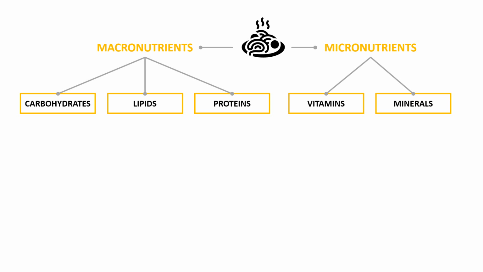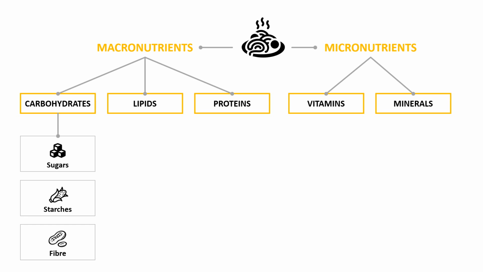So what do we mean when we say carbohydrates? What's included under that heading? Well, I'm going to divide them into 3 headings, 3 types or 3 classifications of carbohydrates, and they will be sugars, starches, and fiber. Sugars, starches, and fiber.